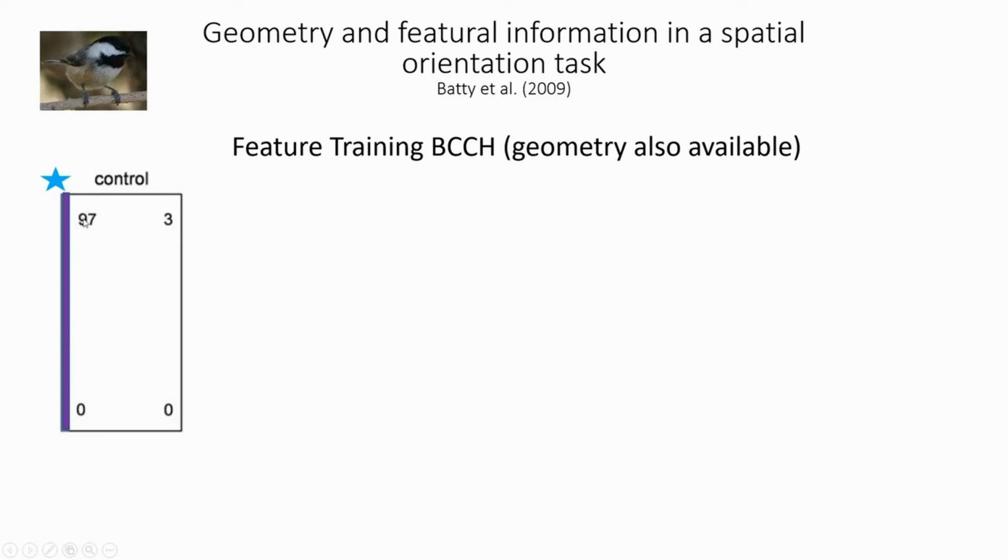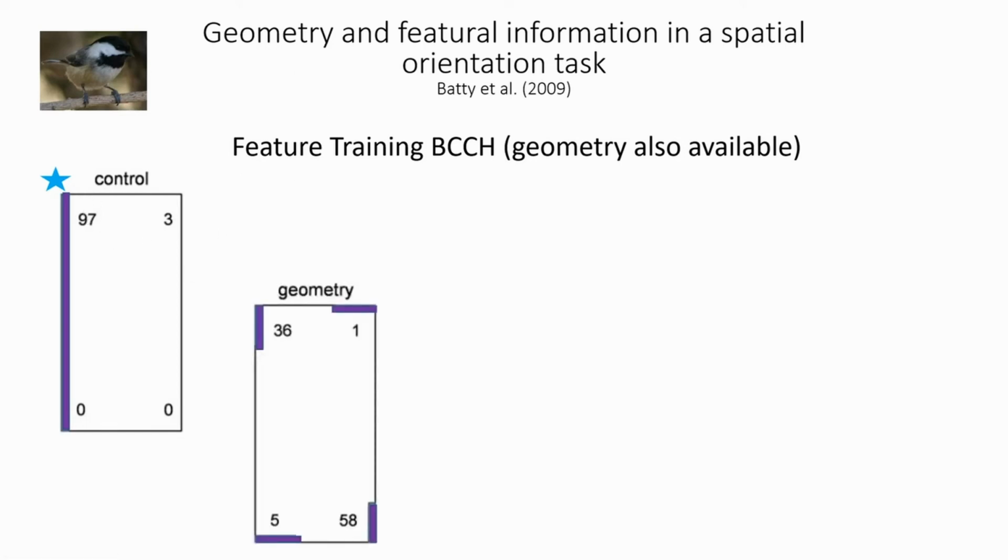So now we see about 97% of searching was done in the correct corner because this feature has allowed us to distinguish between the two geometrically equivalent corners. So the chickadees can use geometry and featural cues to find the correct corner.